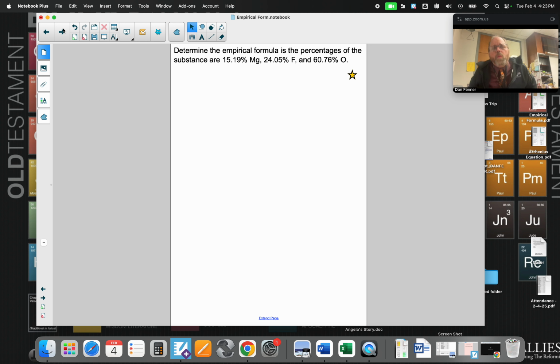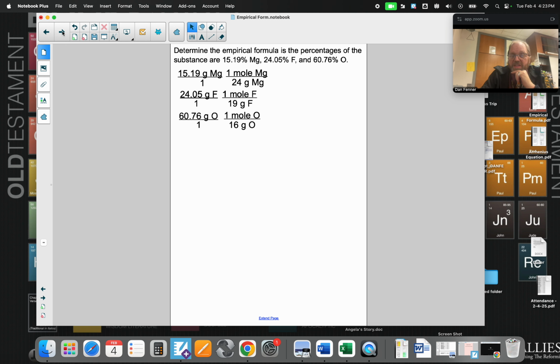All right, let's try one now. This one, I want you to figure out a little bit different process. So we do the same thing we've done so far. Convert to grams, put them over 1, convert to moles. Compare that chart, find the grams per mole for each of those. You should get 24 for magnesium, 19 for fluorine, 16 for oxygen. Convert those to moles. Do that. See what you get. You should get 0.629 moles of magnesium, 1.266 moles of fluorine, 3.798 moles of oxygen.